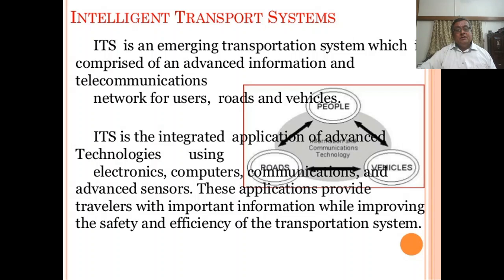Now let's see intelligent transport system. Intelligent transport system, that is ITS, is an emerging transportation system which is comprised of an advanced information and telecommunication network for users, roads and vehicles. ITS is the integrated application of advanced technologies using programmable software, electronics, computers, advanced sensors. This application provides travelers with important information while improving the safety and efficiency of the transportation system.